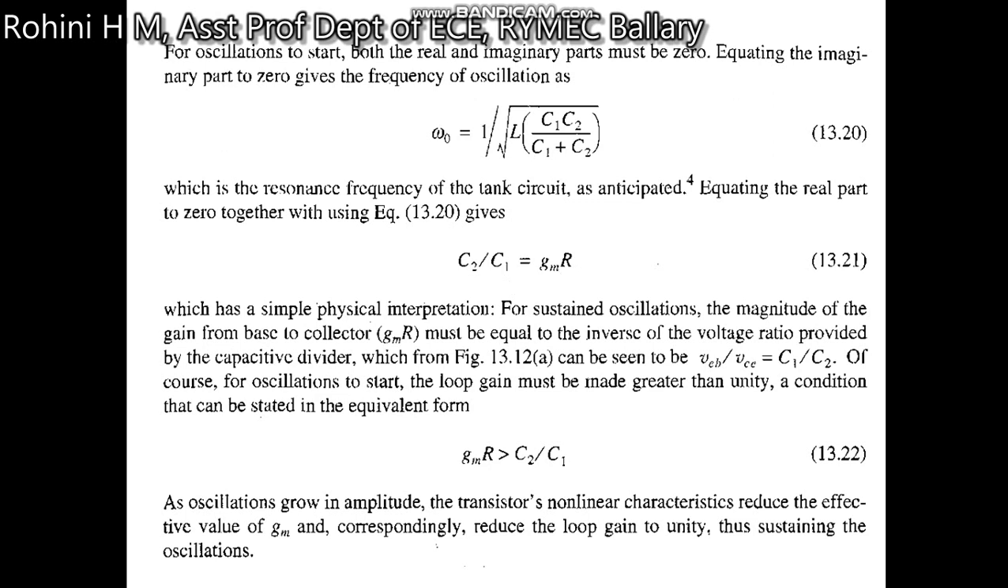So next, the condition can be stated from the equivalent circuit. GM R must be greater than 2 C2 divided by C1 for sustained oscillation. As the oscillator grows in amplitude, the transistor's non-linear characteristics reduce the effective value of GM and correspondingly reduce the loop gain to unity, and thus sustain the oscillation. For sustaining oscillation, we need to have this condition.